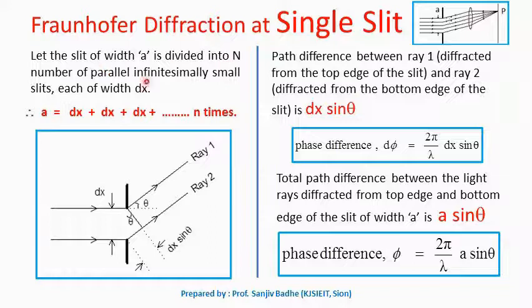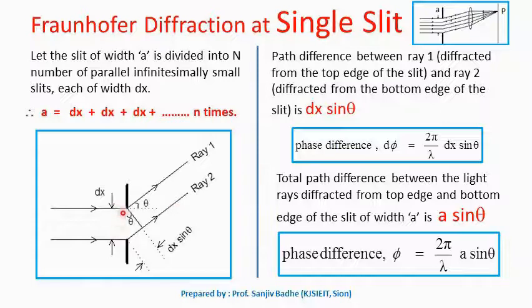So from n number of infinitesimally small slits, n number of waves will arrive at point P. We will try to find out the resultant amplitude of the light waves arriving at point P by drawing the vector diagram. So in a vector diagram, each of these waves will be represented as a vector and the angles between the vectors will be represented by the phase difference between the waves. So let us first try to find out the phase difference between these waves.